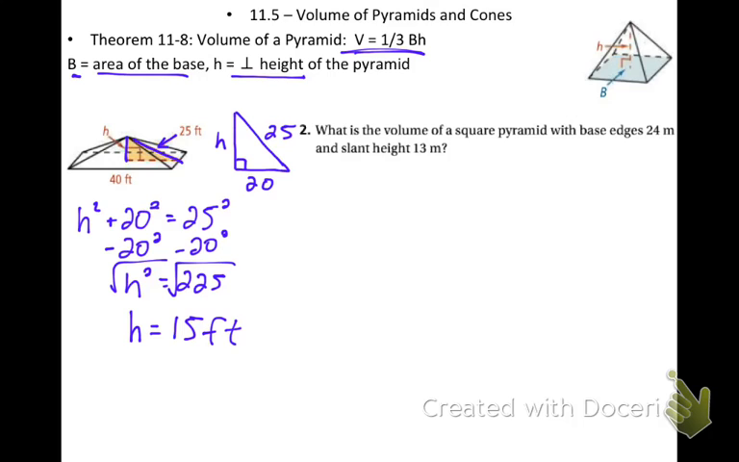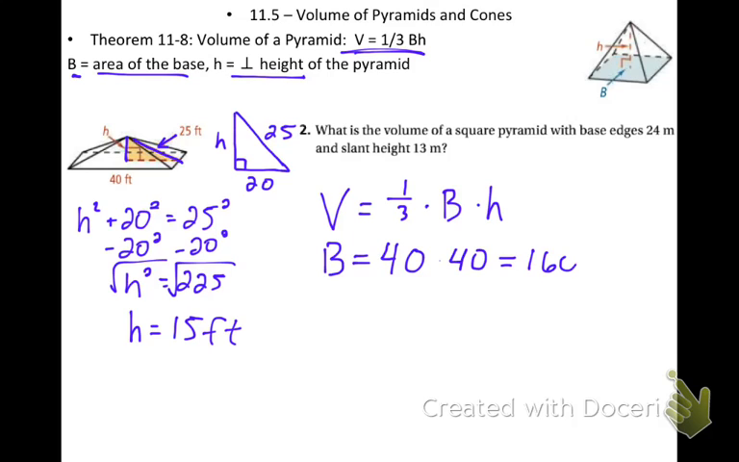Once I have my perpendicular height, then I can go ahead and plug it in. The formula for the volume of a pyramid is 1/3 times the area of the base times my height. So find out the area of my base. This thing is a square, and so I know that I'll do 40 times 40, which gives me 1,600 feet squared.